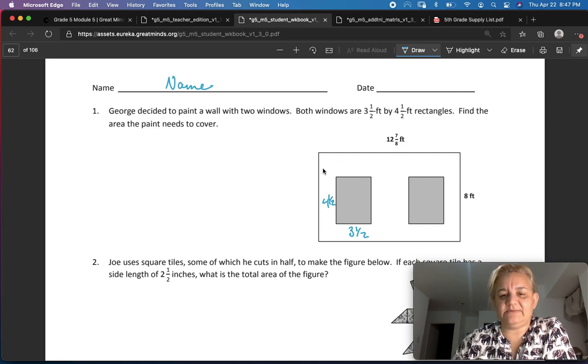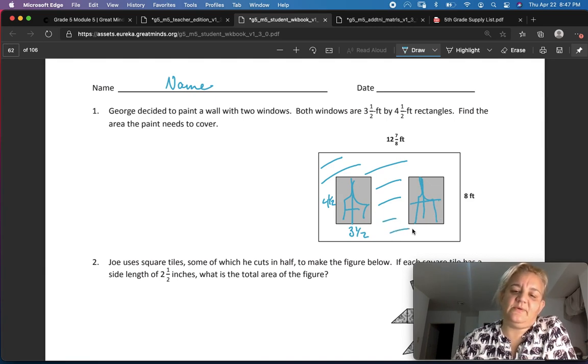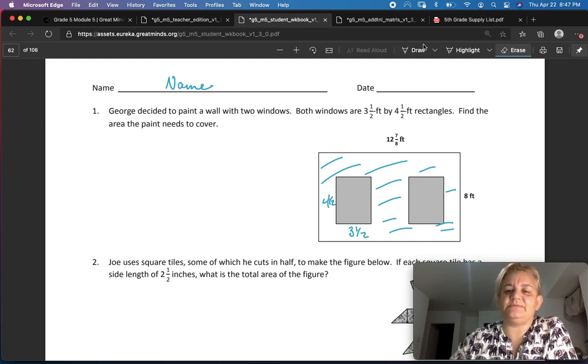Okay, so the paint is going to cover everything but the windows, right? Because we want to be able to see out of them. Those are curtains. Look out and you see the snow or the beach or wherever you are, right? Okay, so if we want to paint the blue area and not paint the gray area, we need to figure out the area of the whole rectangle and then subtract 2 windows, okay?